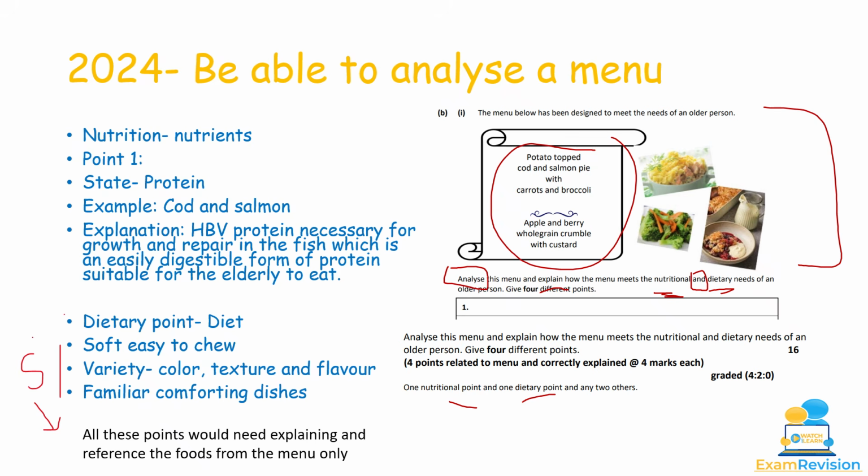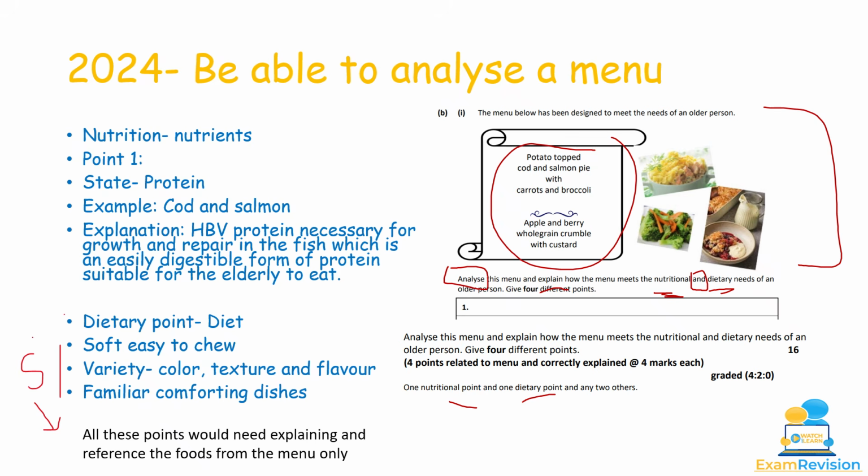But what we don't know is whether they're looking for 2 nutrition and 2 dietary or 3 nutrition and 3 dietary, okay? So I would give 2 of each, okay? In this marking scheme, they're looking for 1 dietary and 1 nutritional and 2 others, okay? So if I was looking for full marks, this would be my 4 marks here, okay?